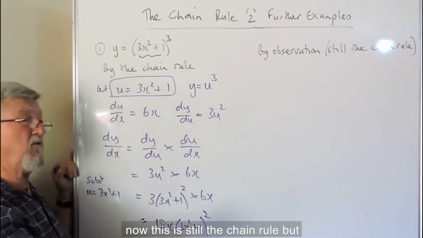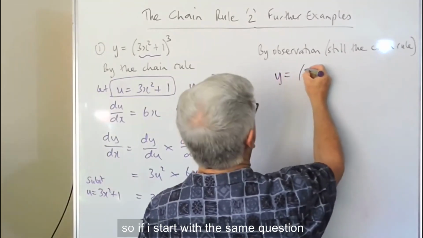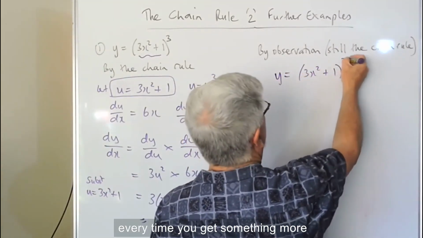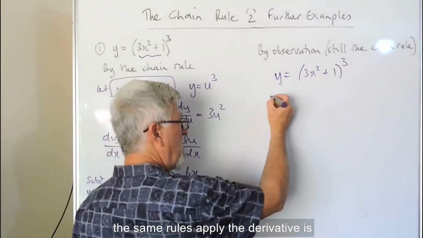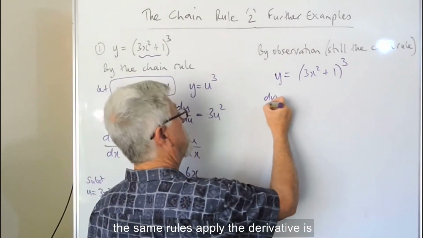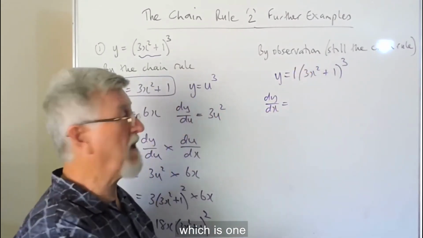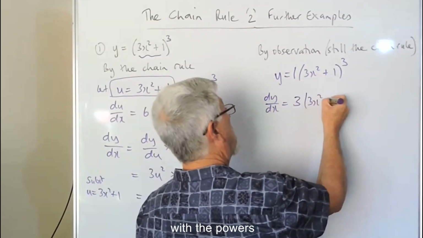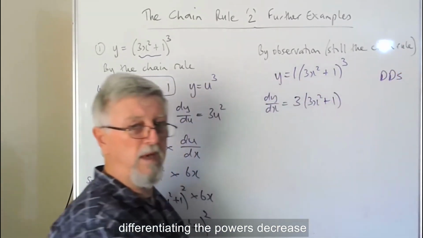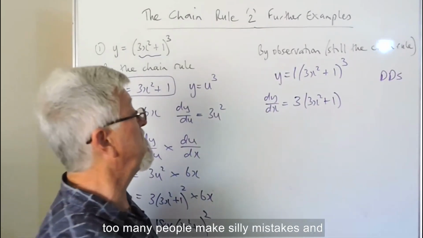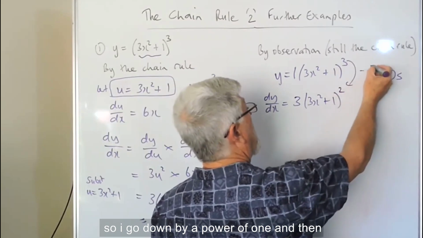Now this is still the chain rule, but it's just an observation of the chain rule. So if I start with the same question, every time you get something more complicated to a power, the same rules apply. The derivative is the 3 is multiplied by the front, which is 1, 3 1s are 3. And what do you do with the powers? We're doing the DDs. So when you're differentiating, the powers decrease. Too many people make silly mistakes and write 4 instead of 2. So I go down by a power of 1.